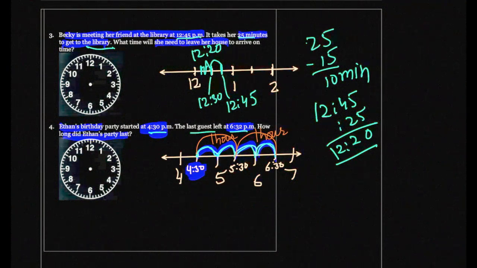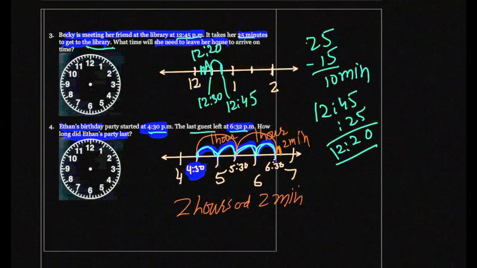But the guests leave at 6:32, so here we have 2 more minutes. So the party took 2 hours and 2 minutes to end. I hope you learned elapsed time from this video.